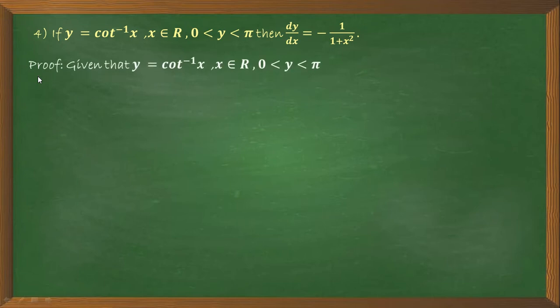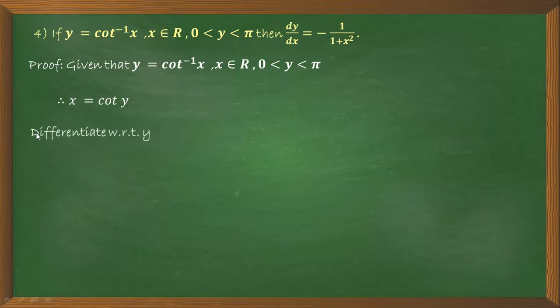So see the proof. Here the given condition we have written: y is equal to cot inverse x, x belongs to R and 0 less than y less than pi. This is the domain set and codomain set. Now y is equal to cot inverse x can be written as x is equal to cot y. Again, similar to sin inverse x, cos inverse x, and tan inverse x, we write here x is equal to cot y.